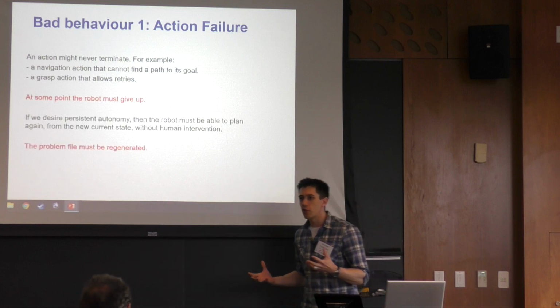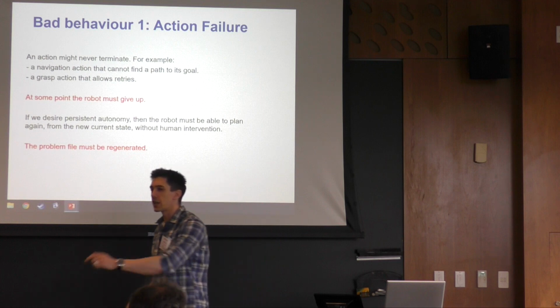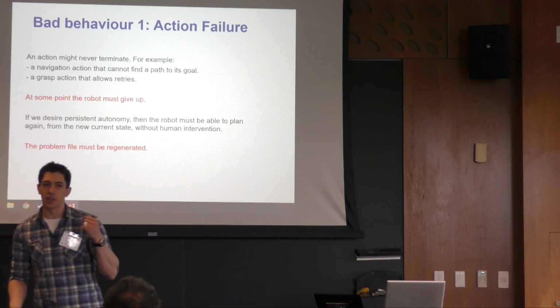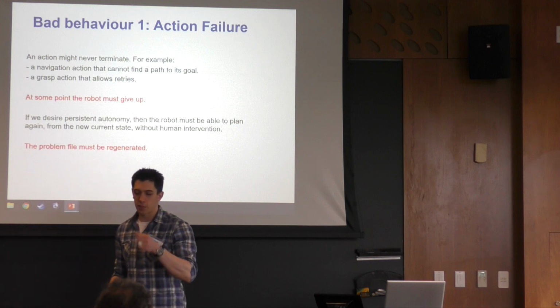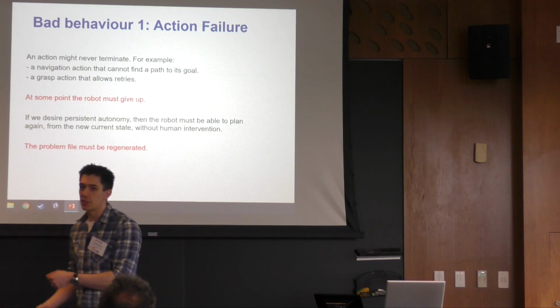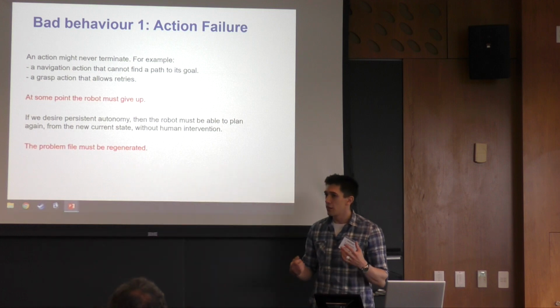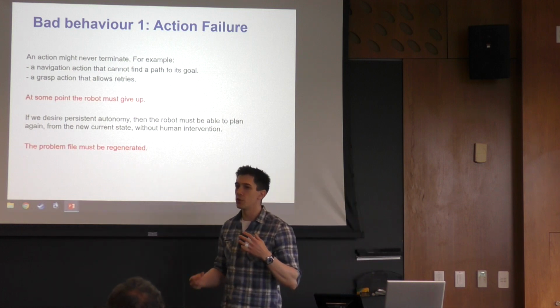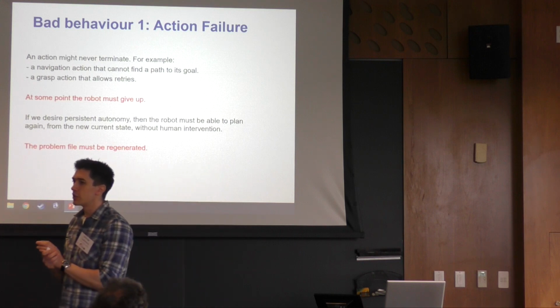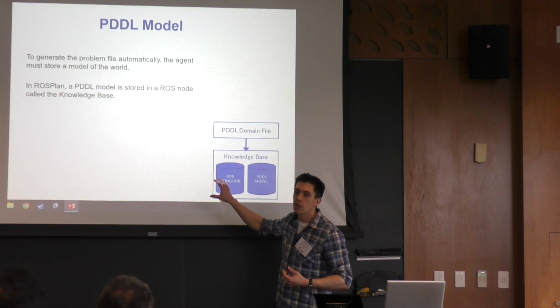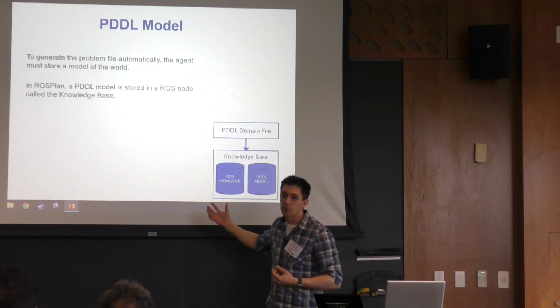So if we desire the robot to act without a human coming in and killing the system and recovering it, at some point the action must be preempted. It must be interrupted and stopped. If this is the case, then we have to be able to replan and continue acting. But because the control handles some recovery behavior, the state might not be what the planner expects it to be.